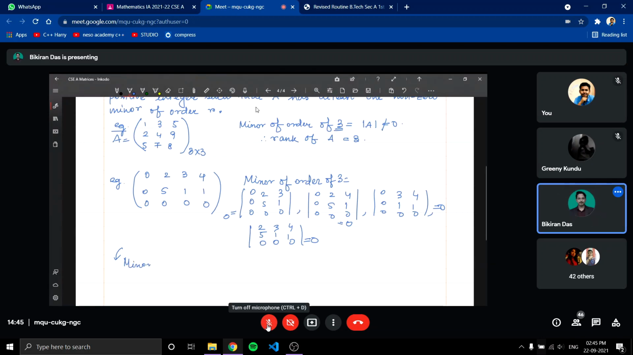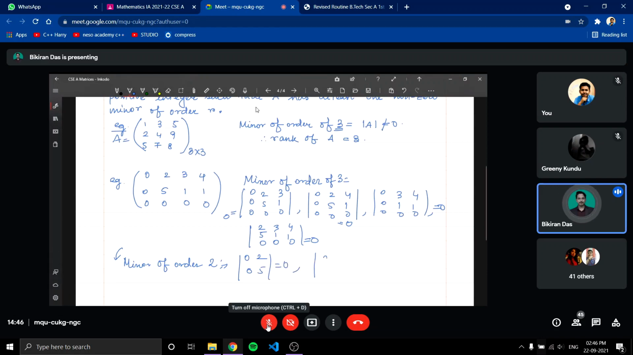Next order is minor of order 2. Now minor of order 2 means you have to find this type of determinants, all possible 2 cross 2 determinants. So all possible 2 cross 2 determinants, tell me. The first one, you can think 2, 0, 2, 0, 5. So this value is 0.